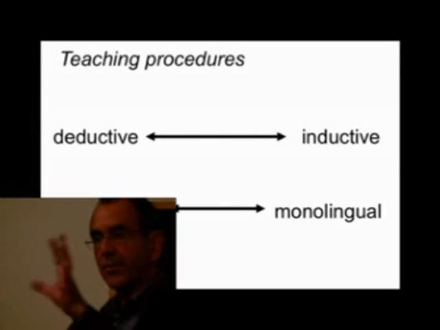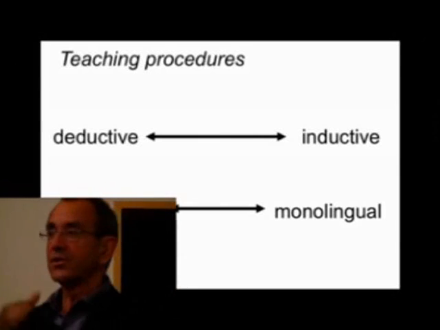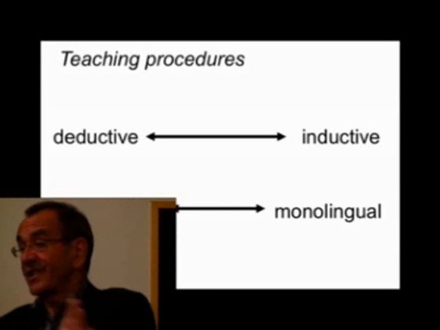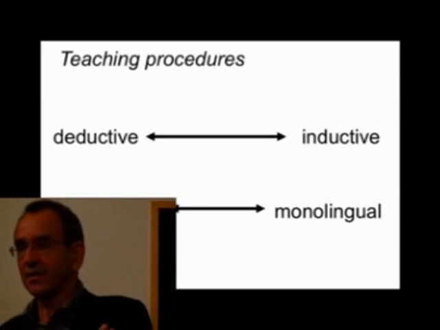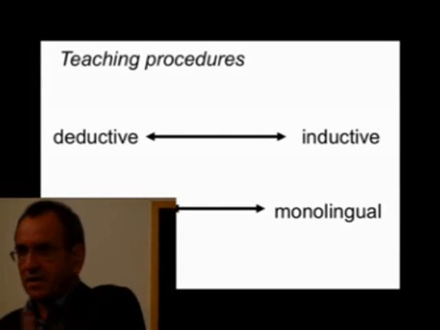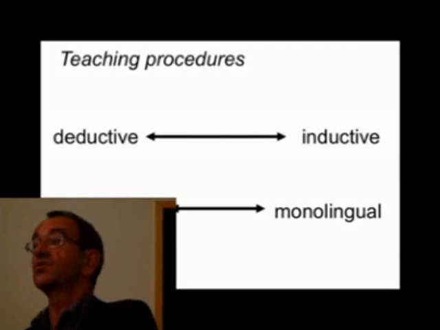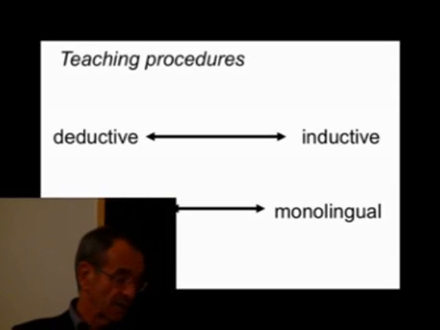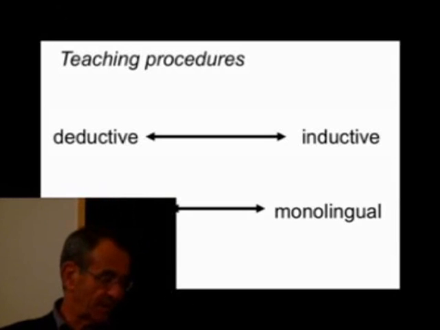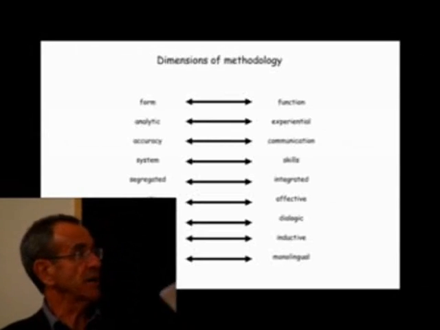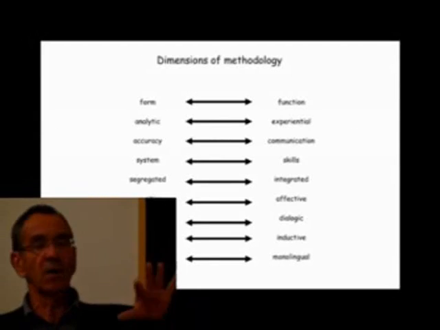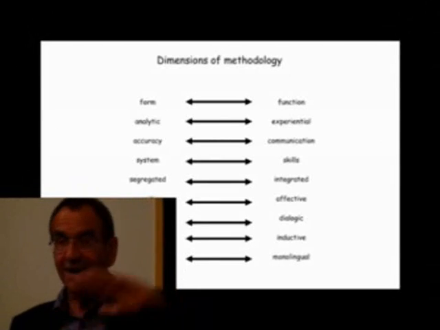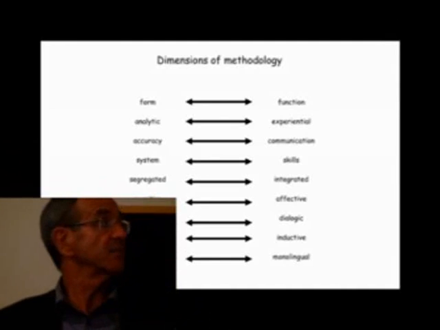L1 or are purely monolingual, using only the target language. That's been a very defining feature of many methods, and battles are fought over that very issue as to whether you should use translation, for example, in the classroom. So this, I think, comes to 9 dimensions, which here are all displayed in terms of polarities. But as I say, they're more clines than polarities in many cases.